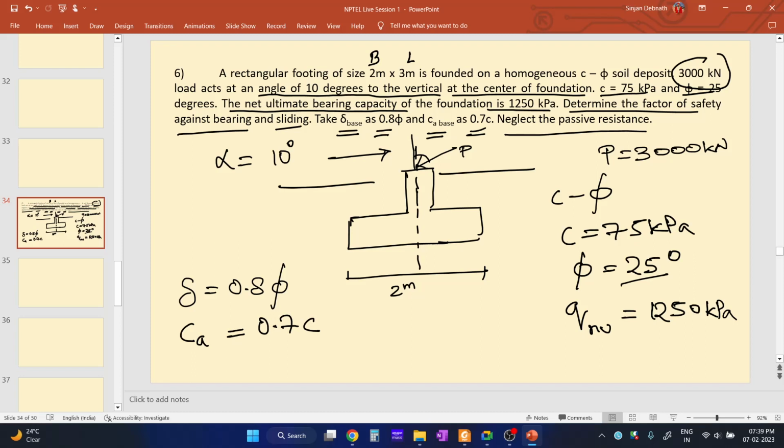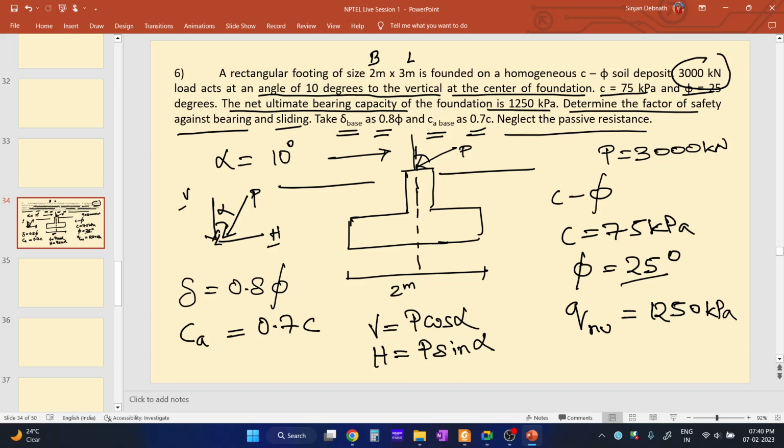So what is happening over here is that the load is acting at an angle. Since the load is acting at an angle, this is the vertical and this is the horizontal, there will be both vertical and horizontal components, like this. If this is P, the vertical component will be P cos alpha, and the horizontal component will be P sin alpha.